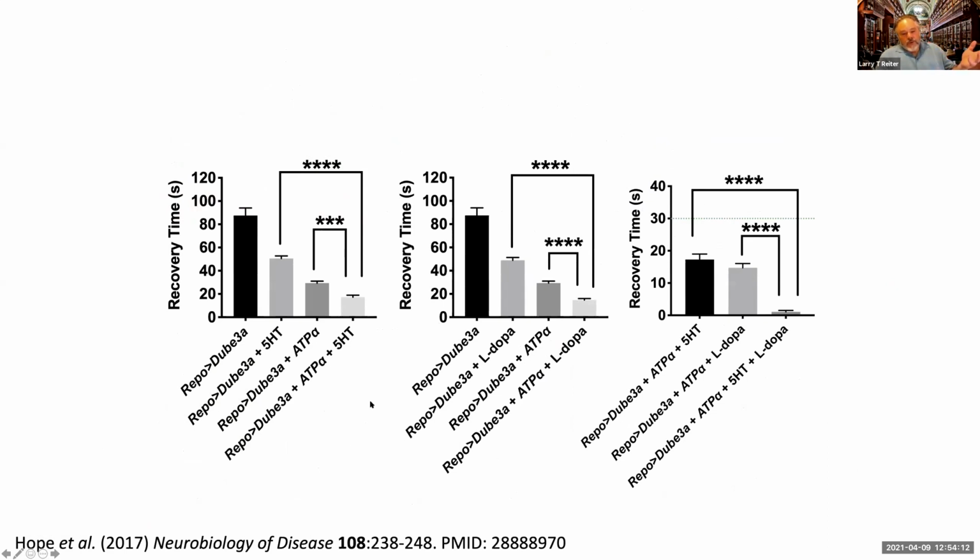Okay, so again, we're on the same theme here, ATP alpha. So if you overexpress ATP alpha and at the same time express UB3A, so now you're kind of recovering the ATP alpha levels, you also see a suppression in seizure. If you add 5-HT, you see a further suppression of the seizure phenotype. And in fact, if you overexpress ATP alpha, you add 5-HT and levodopa, you basically go down to 0. So you've now completely suppressed the seizure phenotype in these animals, pretty much.